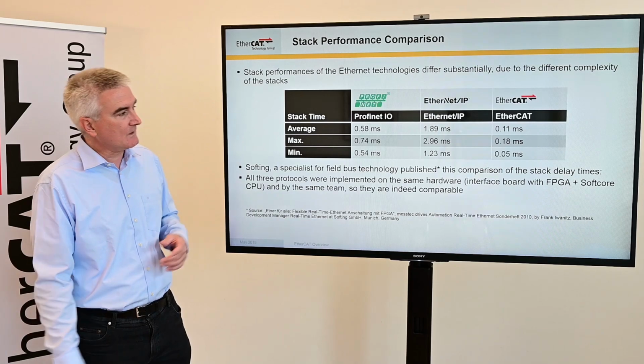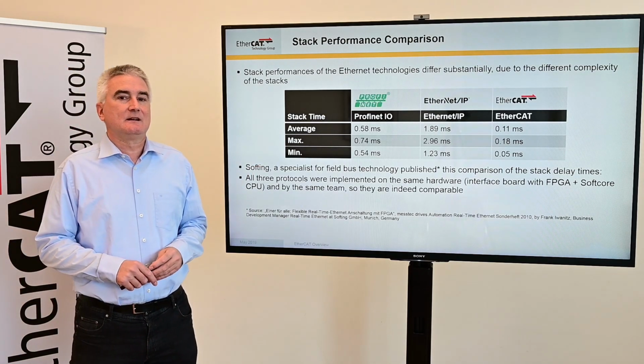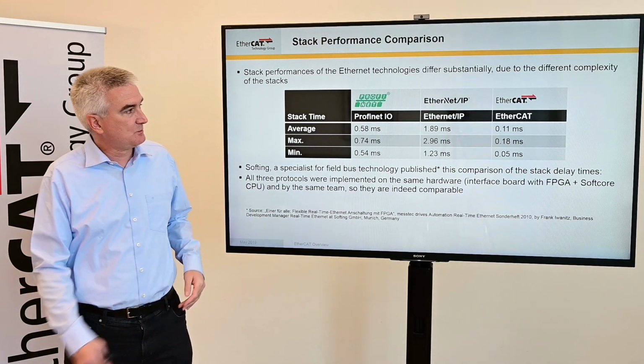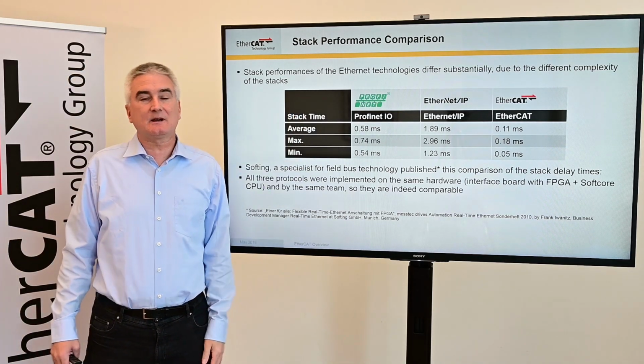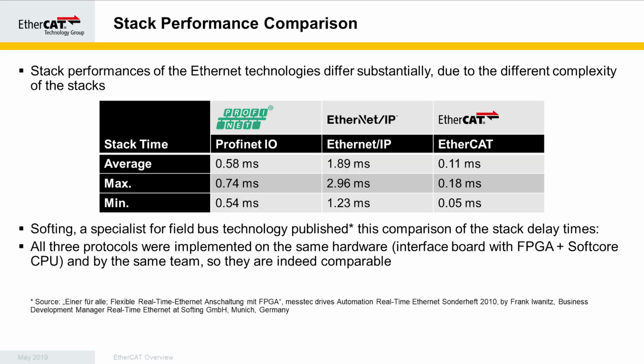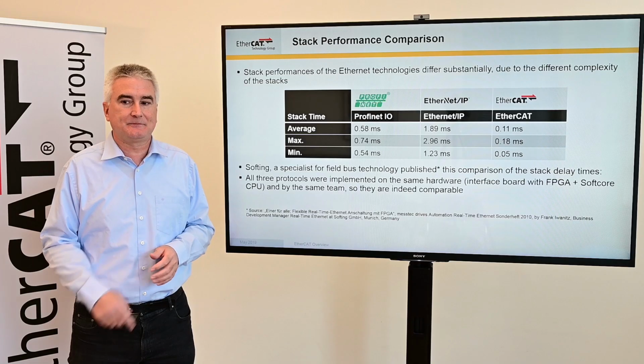And there's a company that has actually measured and published the stack delay times for a full-blown implementation of PROFINET, EtherNet/IP and EtherCAT on the same hardware and by the same people, so the same software skills. And you can see it can take up to 3 milliseconds to make the way through the software stack. In case of EtherNet/IP, this cannot be neglected, and this comes on top of the cycle time.